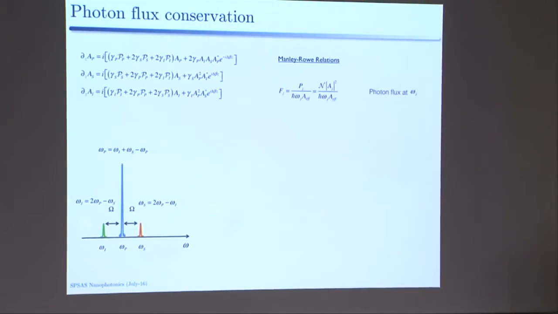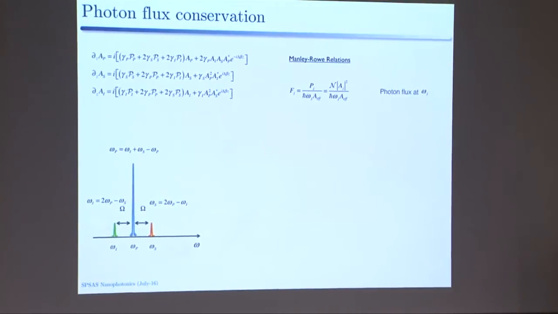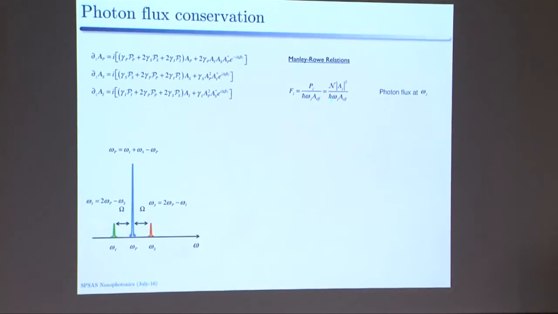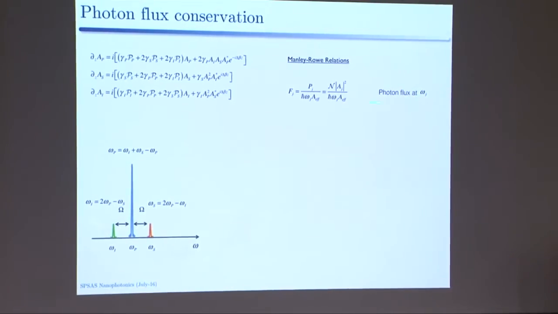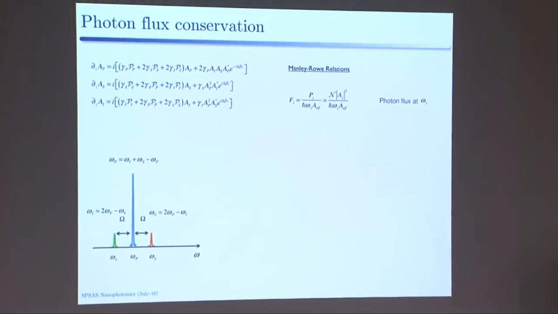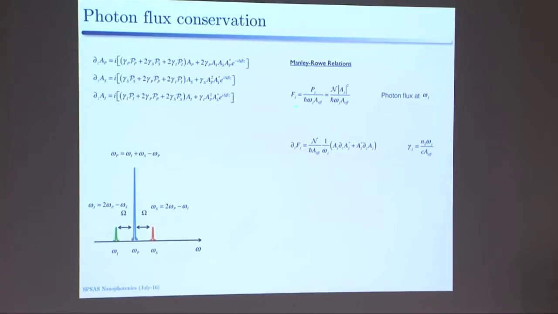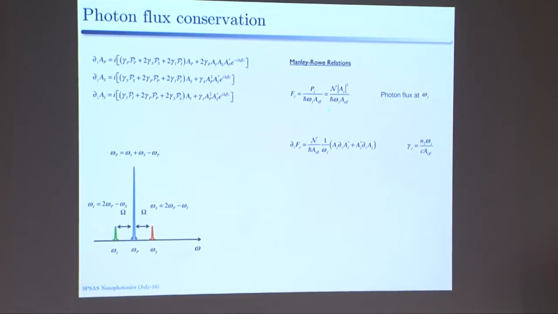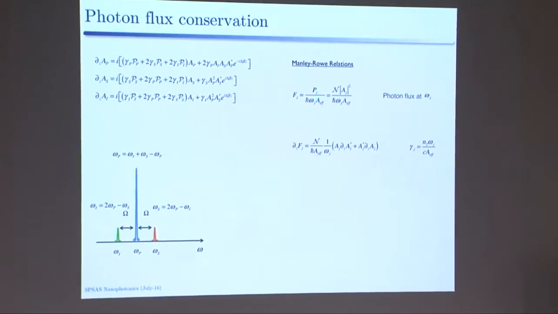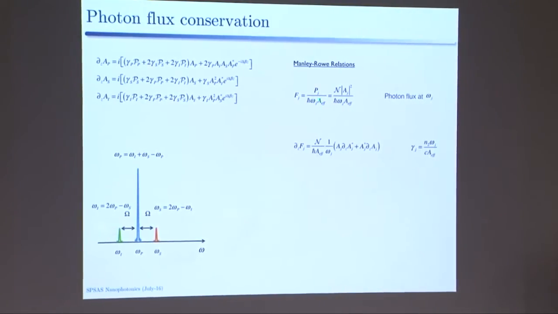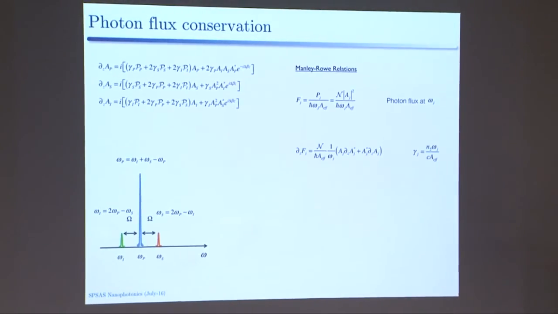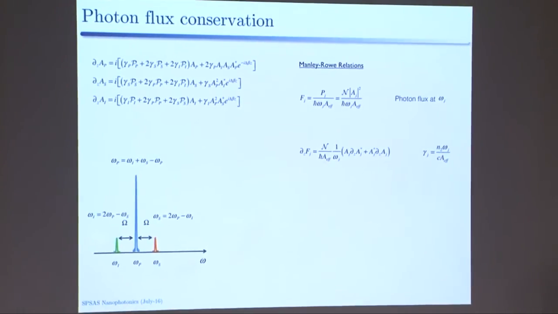So we keep that there, and I just want to show one thing before we actually try to solve those three coupled equations, which is called the Manley-Rowe relations. Look, if we calculate the photon flux at a certain frequency, you can prove the following statement. Let's see how it changes over z. The photon flux is just power divided by the photon energy, so the number of photons divided by the effective area. So how many photons are flowing through a certain area.